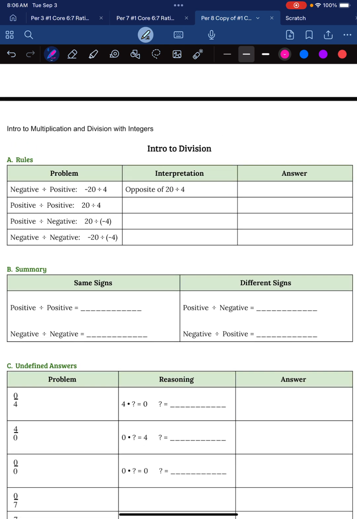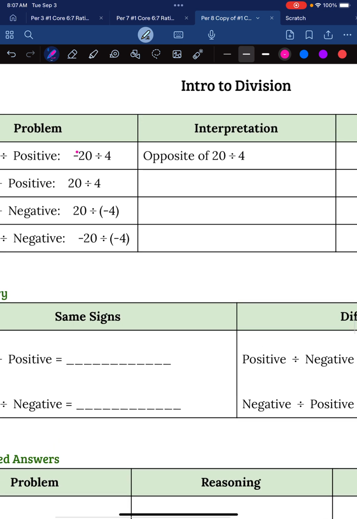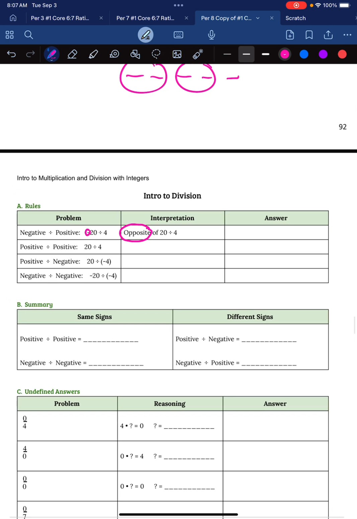Starting with negative divided by positive. So they give us the problem negative 20 divided by 4. I see 1 negative there. So I'm going to translate that into the word opposite. It works the same way as multiplication. 20 divided by 4 is 5. Take the opposite, negative 5.